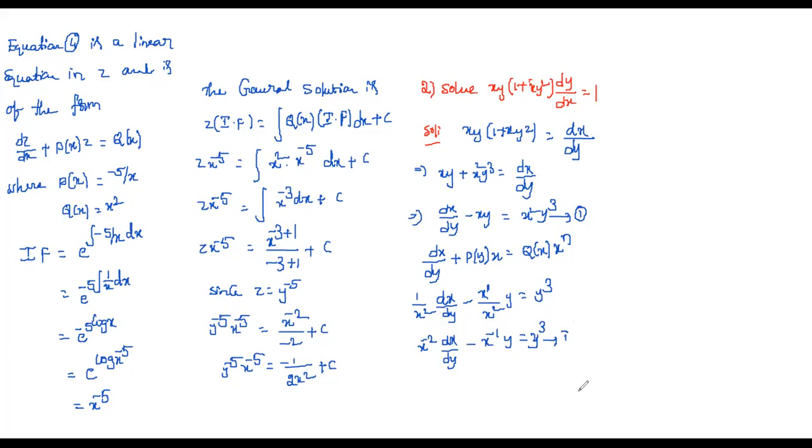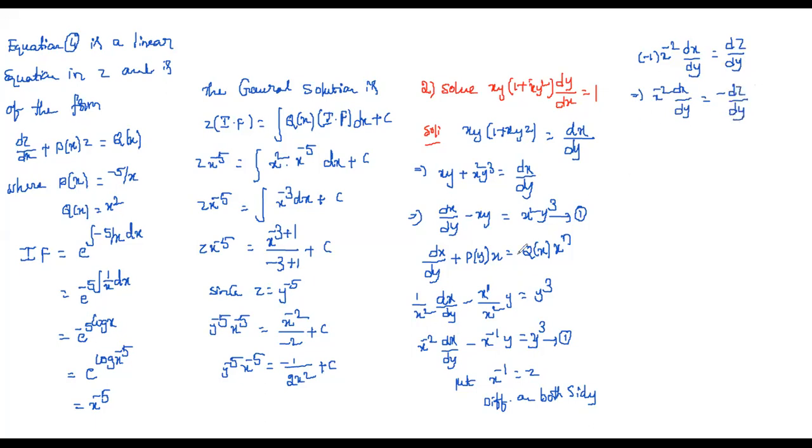Now we need to convert it into linear form. For that, simply we can choose: put x power minus 1 equal to z. So differentiating on both sides, if you apply the derivative, what will we get? Minus 1 into x power minus 2 dx by dy is equal to dz by dy. So here x power minus 2 dx by dy is equal to, simply we can write, minus dz by dy.